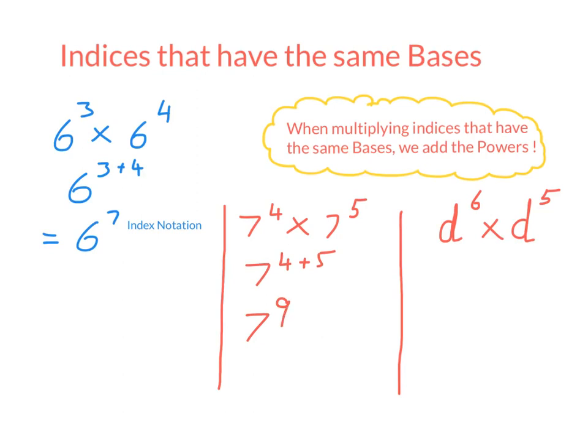And our last example, in this case we haven't got a number as the base, we have the letter D, but they're both D's, so it's okay, the same rule applies. D to the power of 6 multiplied by D to the power of 5 is D to the power of 6 plus 5. And so that's D to the power of 11.